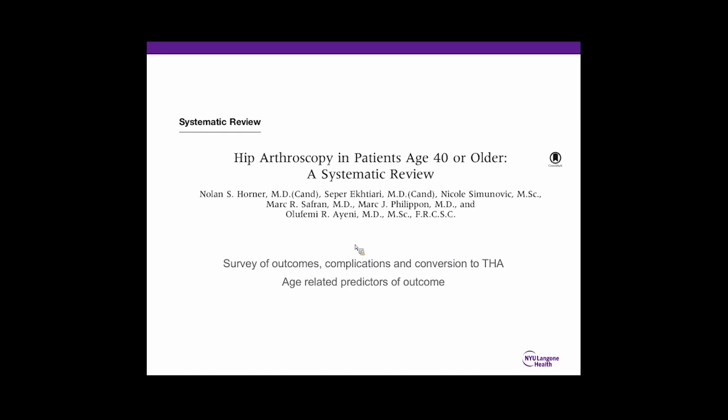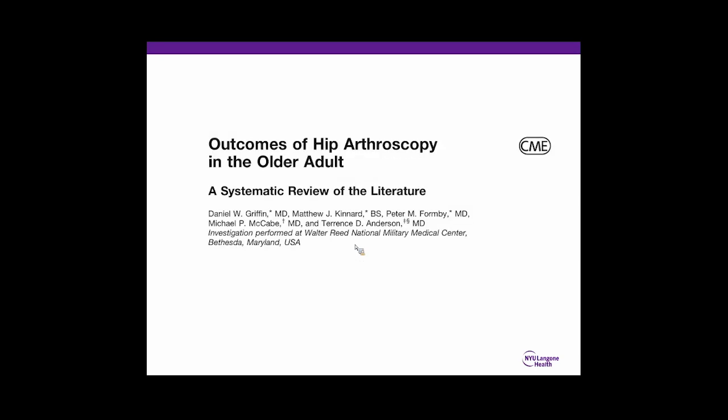That brings us to the issue of hip arthroscopy in the older patients, ages 40 or older. I think everybody on this panel is older by hip arthroscopy standards. Unfortunately, there are a number of reviews on the outcomes of these patients, and these cohorts were mentioned in 2 previous talks. And these reviews looked at outcomes, complications, and the endpoint of conversion to total hip replacement and other age-related predictors of outcome.